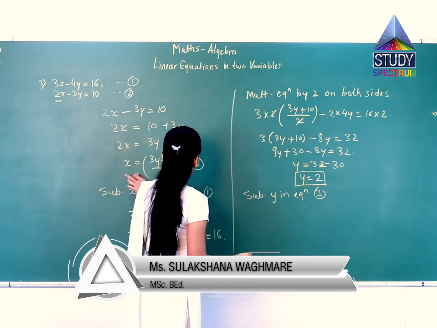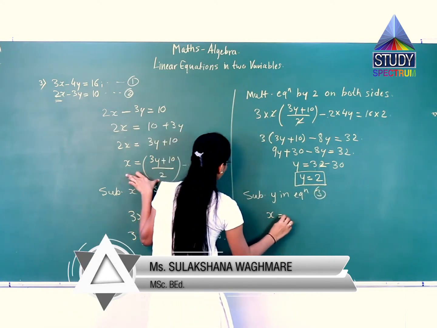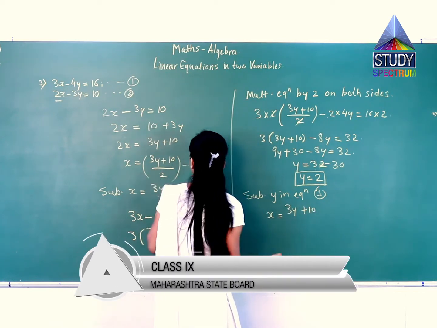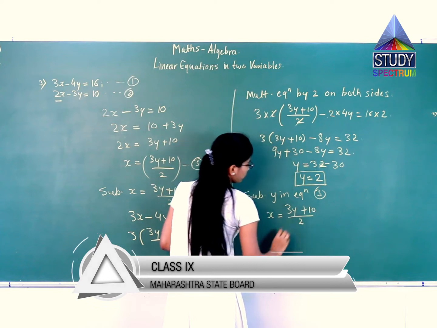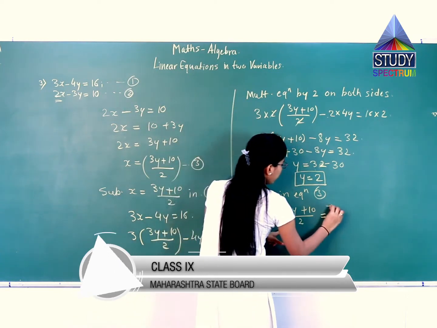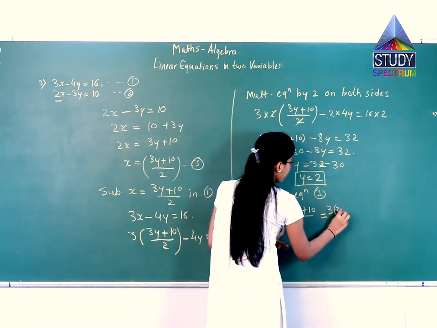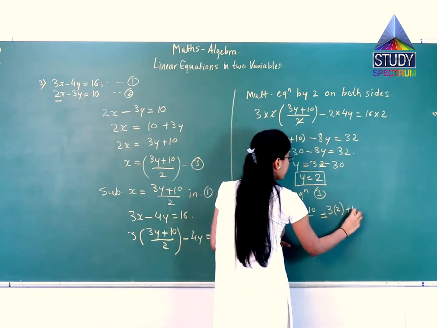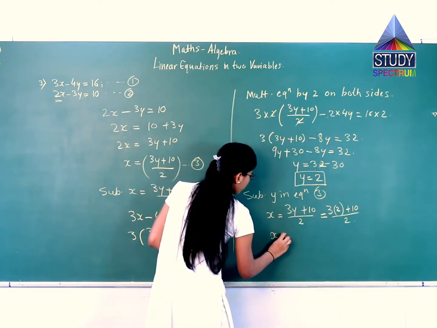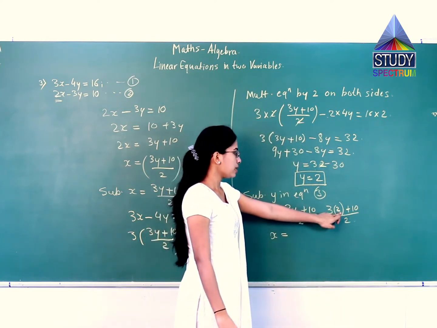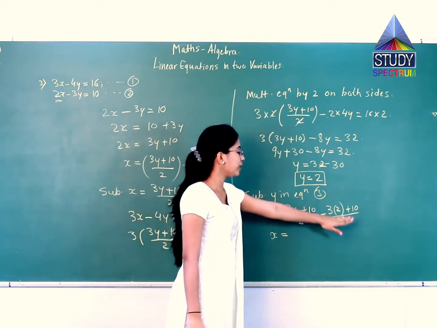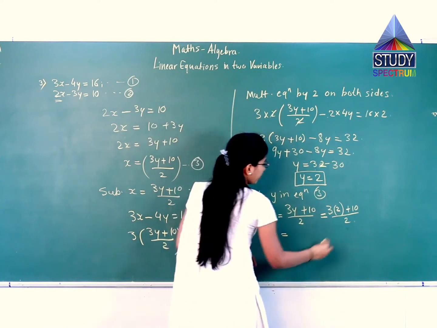So rewrite equation number 3. It is x is equal to 3y plus 10 upon 2. So I can substitute. So 3, instead of y I will substitute 2, plus 10 upon 2. So x is equal to 3 2s are 6, 6 plus 10, 16. So 16 upon 2. I will write it here.